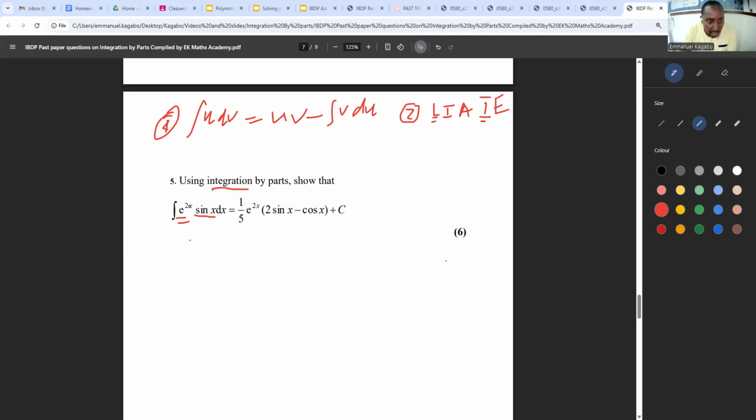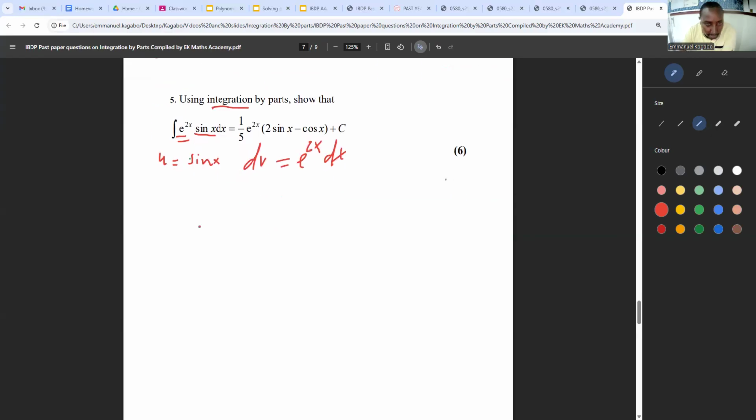So for instance, in this question, I have e power 2x, which is the E, exponential. Then I have sine x, which is the T, trigonometric function. So my u in this context is going to be sine x. Are you together, guys? Okay, very good. Now, if that is your u, the remaining is going to be your dv. So dv is going to be e power 2x dx.